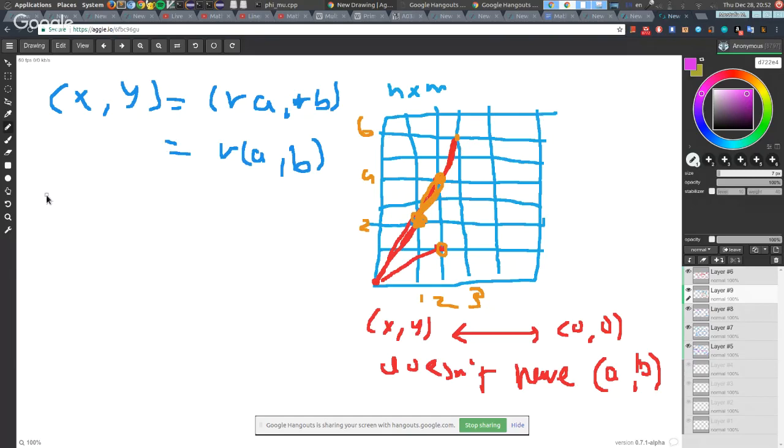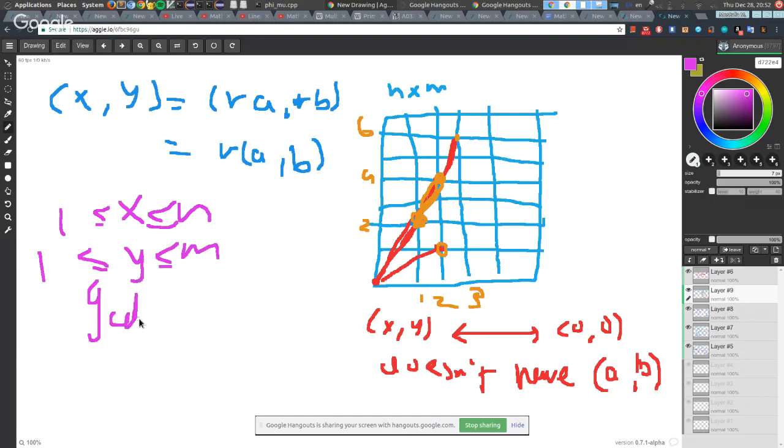So basically we want to count the points x, y in this range, such that the GCD of x, y is equal to 1.